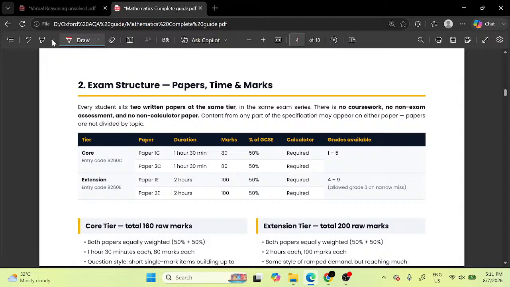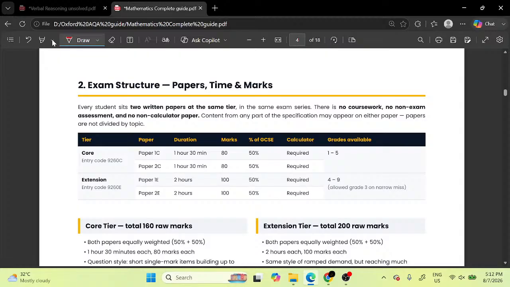But the students who are going to give Oxford AQA GCSE Mathematics outside UK only have to give two papers: paper 1C and paper 2C for the core, and paper 1E and paper 2E for those students who are trying to gain good grades.